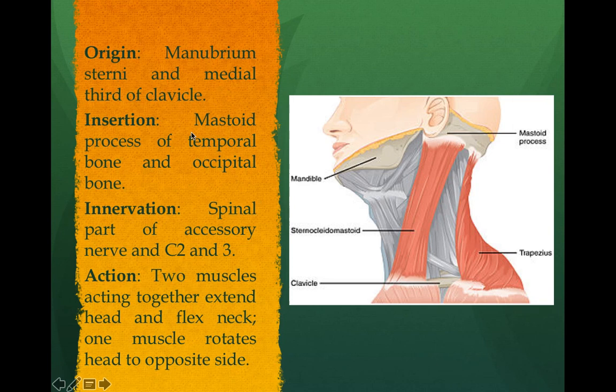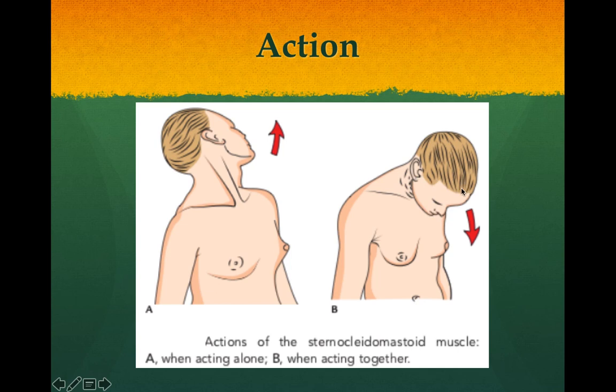However, the insertion of the sternocleidomastoid muscle will be the mastoid process of the temporal bone and part of the occipital bone. It is innervated by the 11th cranial nerve, which is the spinal part of the accessory nerve, and also by the second and third cervical nerves. And the action when the two muscles act together, I mean bilateral contraction, we will have flexing of the neck and extending of the head. And when one muscle is acting, this will turn the head to the opposite side.